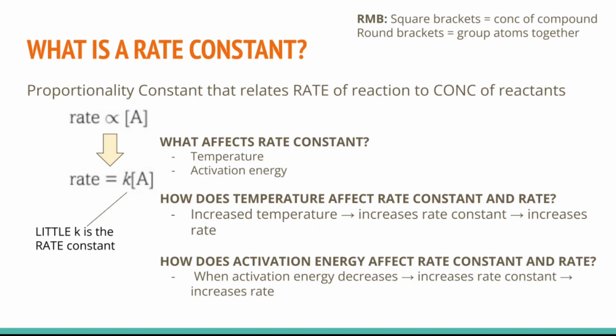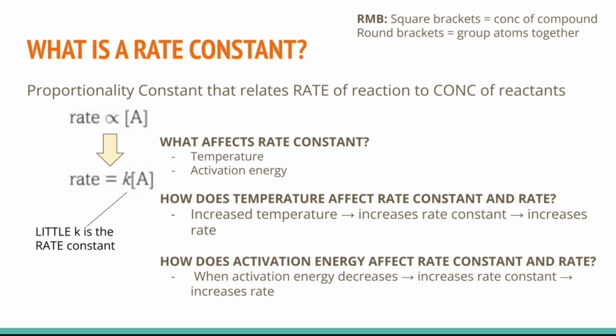But what is rate constant? Rate constant is the proportionality constant that relates rate of reaction to the concentration of the reactants. As you can see here, we have a proportionality where rate is directly proportional to the concentration of a species, for example, represented by A. And these square brackets are important: you must write square brackets, not round brackets. This is because square brackets represent the concentration of a compound, whilst round brackets represent grouping of atoms together.